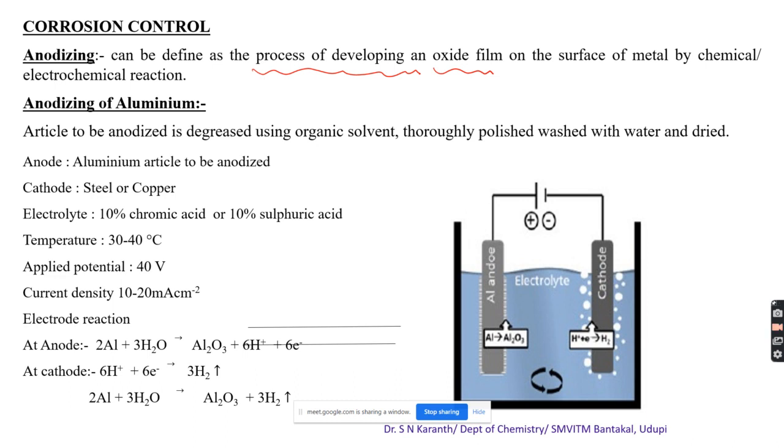electroplating bath solution. We use an anode and a cathode. Then if we apply a certain potential, we can develop some current. And what type of reaction takes place?